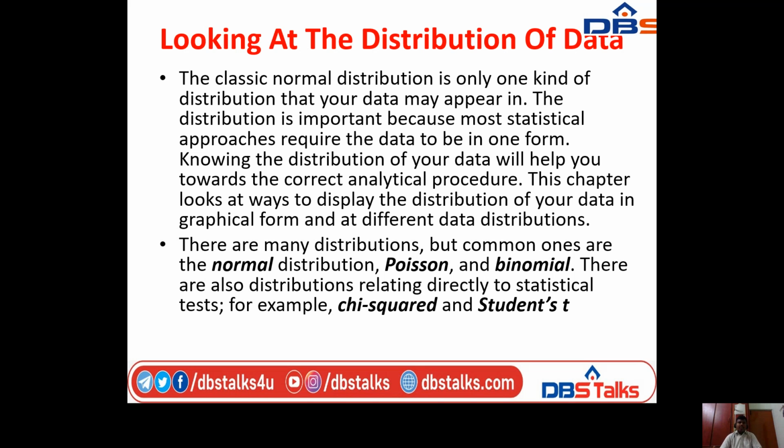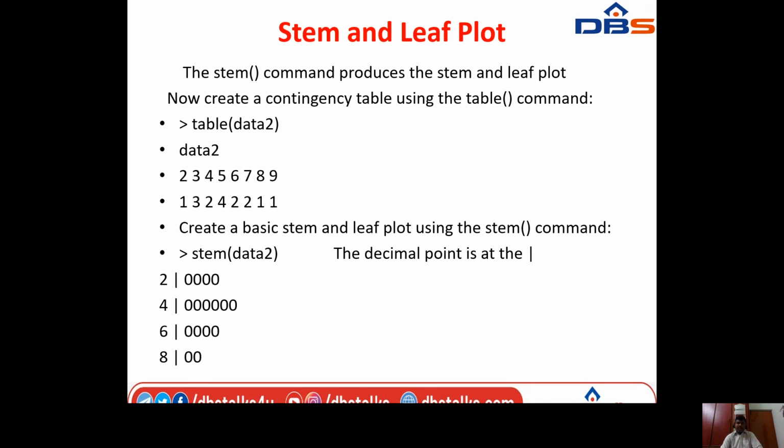This chapter will look at the different types of distributions, and then we will perform graphical representation of the data also. There are many distributions available. The common ones are the normal distribution, Poisson distribution and binomial distribution. There are also distributions relating to statistical tests. We also use some tests, that is the chi-square test as well as the student's t-test. Now coming to the first topic here, the stem and leaf plots.